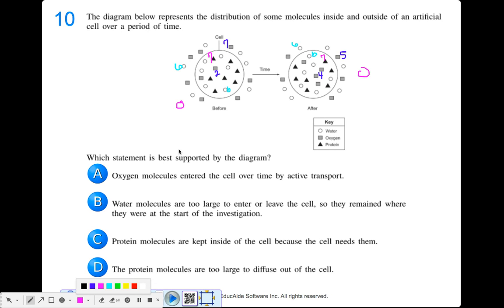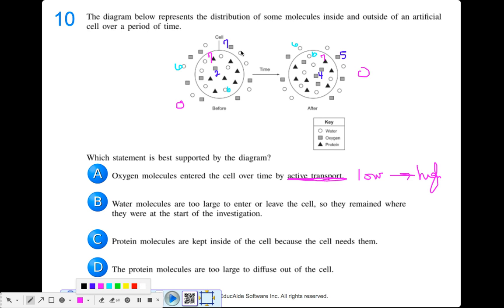Now let's go through our answers. Oxygen molecules entered the cell over time by active transport. All right, oxygen molecules. Looks like some oxygen molecules did enter the cell, right? So we went from 7 outside and 2 inside, and now there's 5 outside and 4 inside. So some oxygen molecules did enter the cell, but the tricky thing is, to be considered active transport, we have to go from low to high, right?